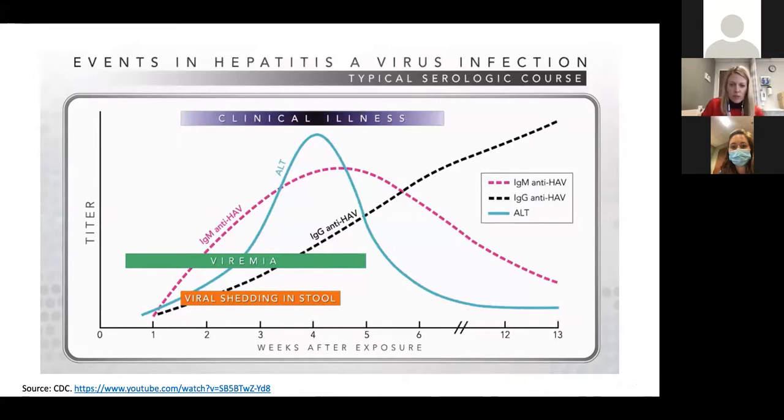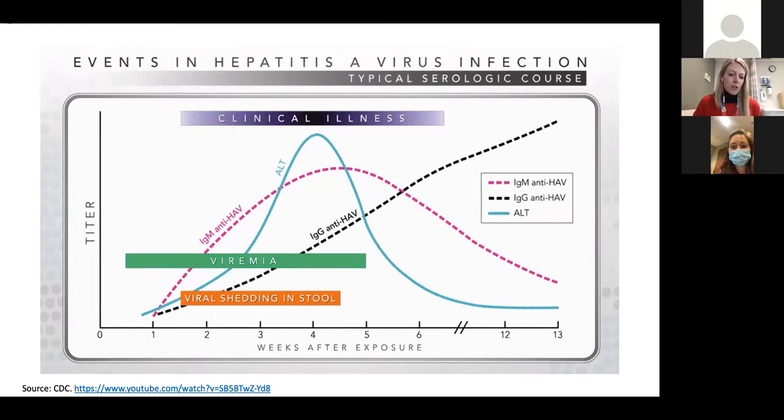So this is a little bit of a confusing slide, but I want to walk you through it here. This outlines what happens from a laboratory perspective during acute hepatitis A infection. About 1 to 2 weeks after exposure to the virus, you start to develop IgM against hepatitis A, and you will become viremic and will be shedding virus into the stool.